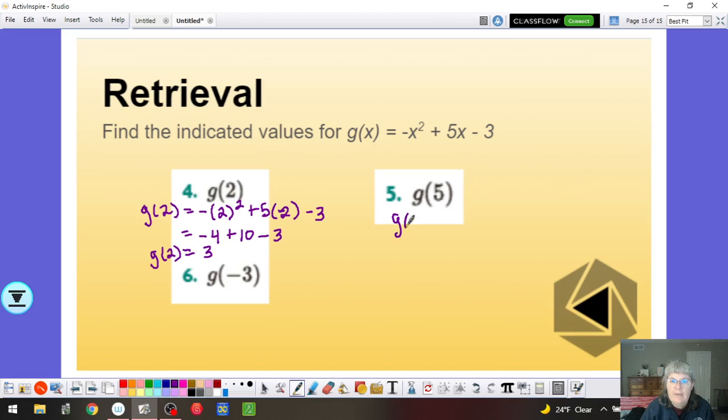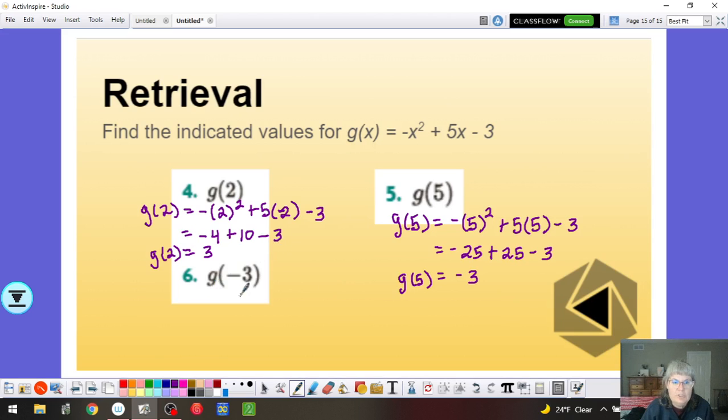G of 5, do the same thing. Replace x with 5. So negative 5 squared plus 5 times 5. Subtract 3. And we have a negative 25 plus 25. Subtract 3. So negative 25 plus 25 is 0. Subtract 3 is negative 3. So g of 5 is negative 3.